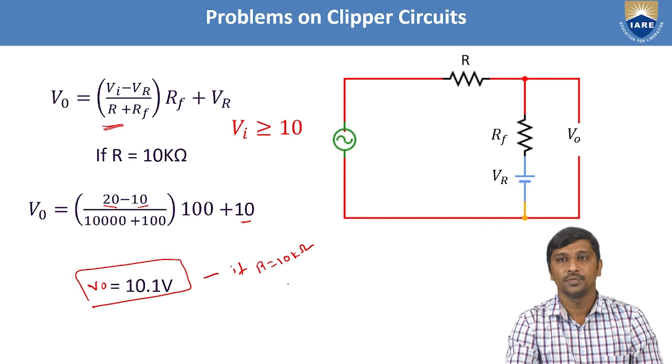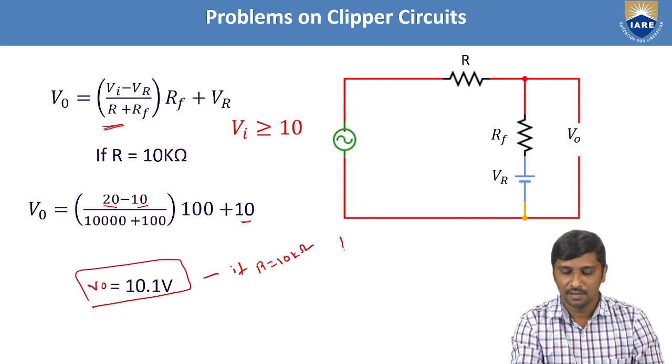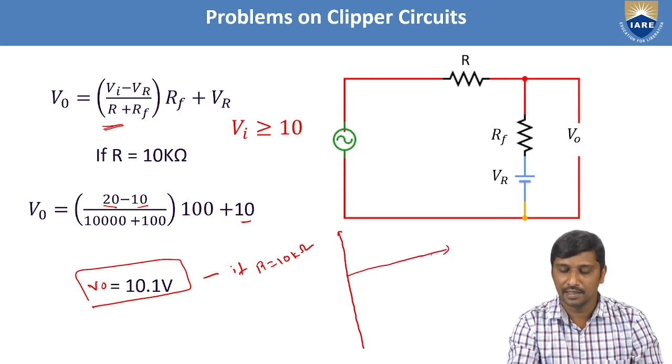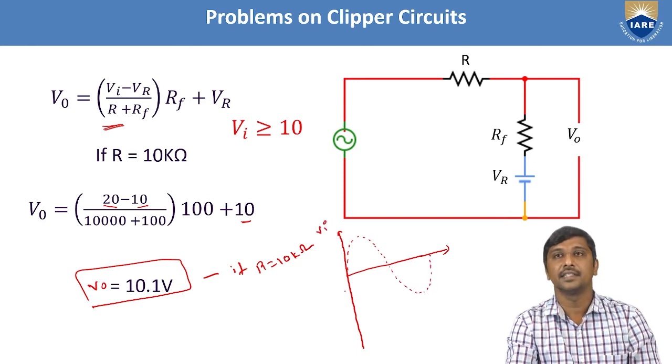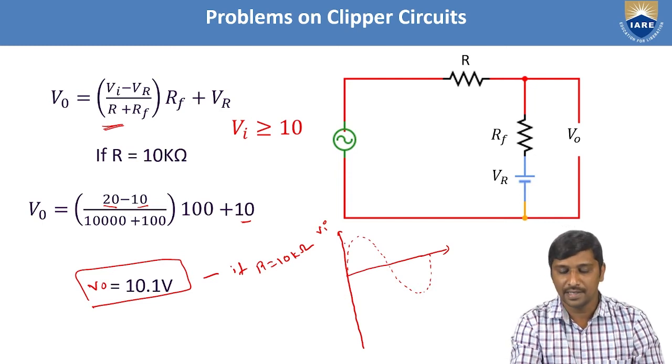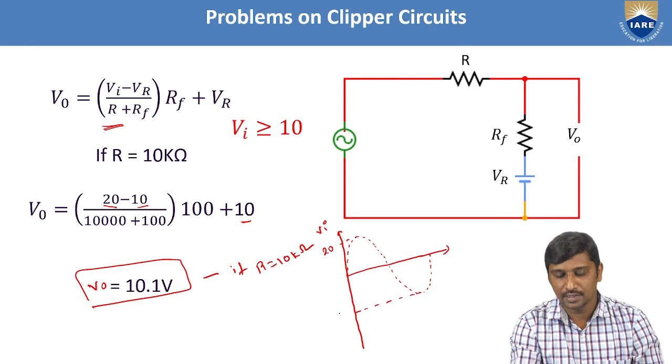Now we need to plot the response. For this case, let us consider this is my input signal. What is the input signal? This dashed line I represented as the input signal. And they gave that Vi is 20 sine omega t, which means this peak voltage is 20 and again this peak voltage is 20.